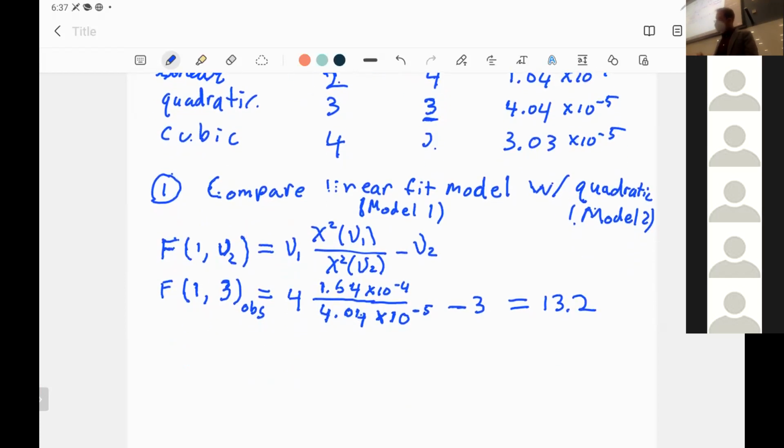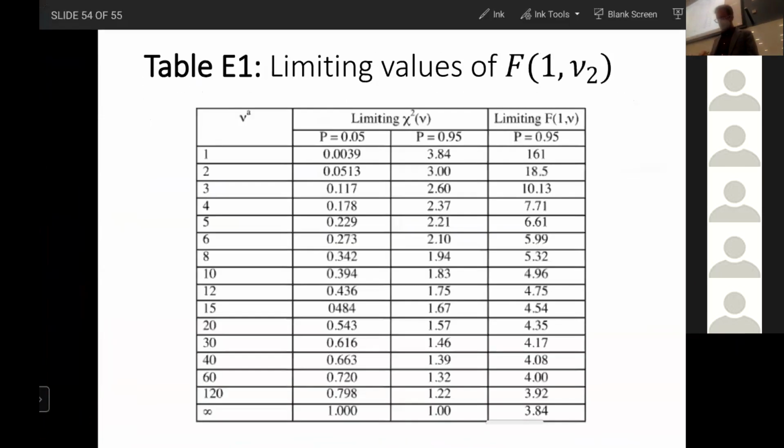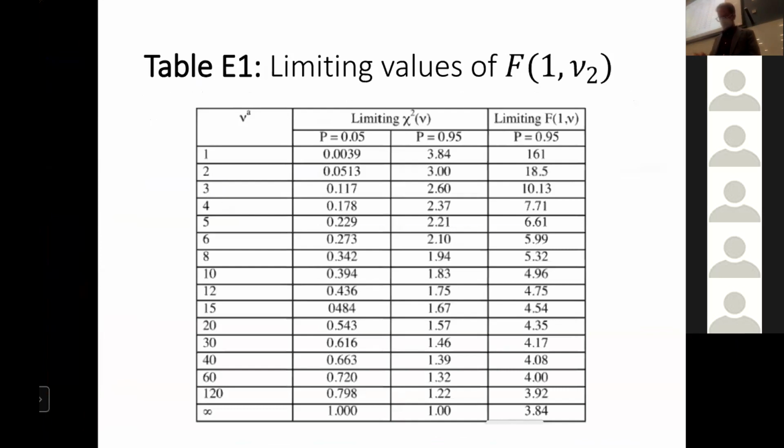Okay, so then we need to look up the limiting value of F1,3. If we go back to the presentation, nu is 3, so we want this row right here, and so we want this value. So the limiting value of the F parameter is 10.13.